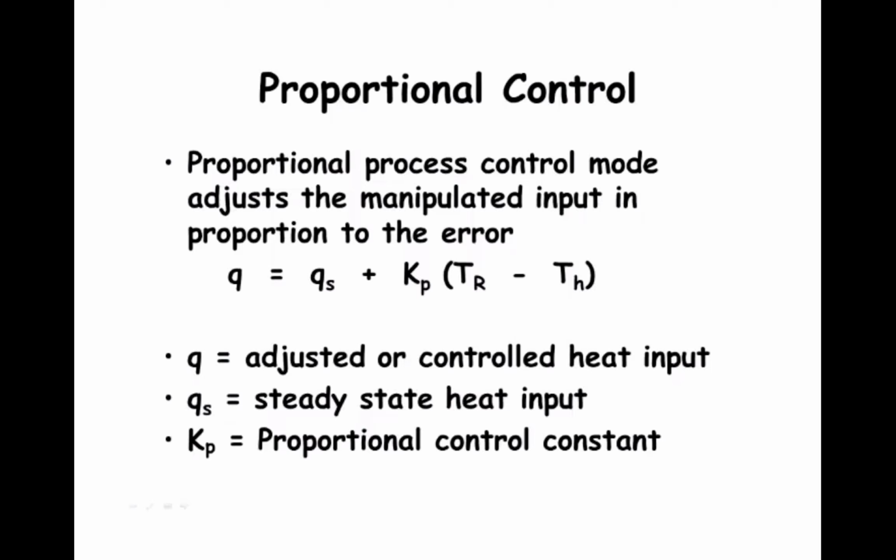When we use proportional control, the control mode adjusts the controlled input in proportion to the error, as described in this equation. The proportional constant is Kp, which is a positive number. If the error is small, the adjustment is small. If the error is large, the adjustment is large too. So the equation is the heat input Q equals the steady state Qs, which is also the initial heat input, plus Kp times error, which is Tr minus Th.